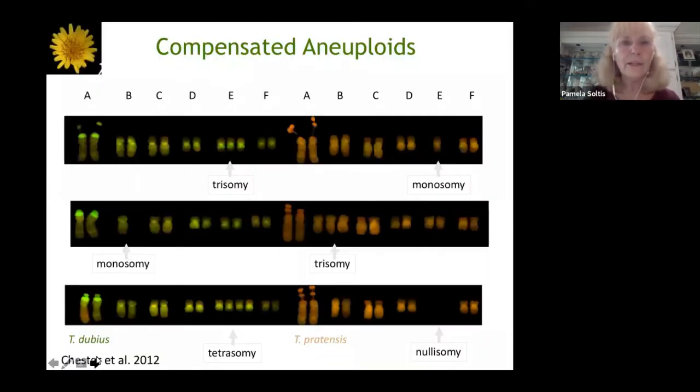But what was much more amazing through the course of this work was the high presence of what's been referred to as compensated aneuploids. And these are aneuploids that have the expected chromosome number. So these all have 24 chromosomes, but they don't have half from one parental genome and half from the other parental genome. So for example, in this case, we see trisomy for the dubius set E, monosomy for the pratensis set E. Here, monosomy for dubius, trisomy for pratensis. And here, tetrasomy and nullisomy. So we found amazing patterns like this that were very common throughout the individuals that we sampled. And in addition to that, we also found evidence for translocations.